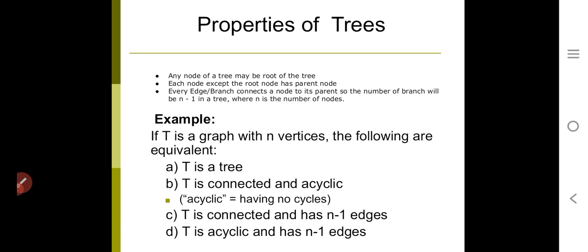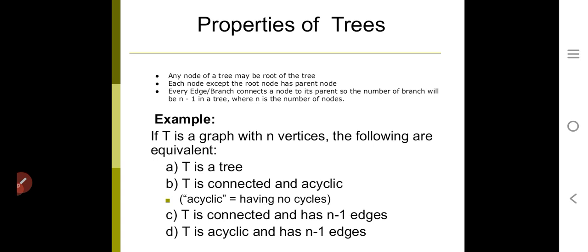This is one of the properties. Then property 2: any node of a tree can be made the root of the tree. So every vertex of a tree makes another tree, or it is a root of the tree. Then each node except the root node has a parent node. That means every vertex in a tree has a parent tree or a parent vertex.